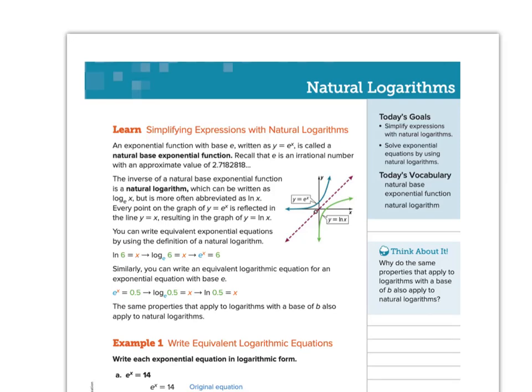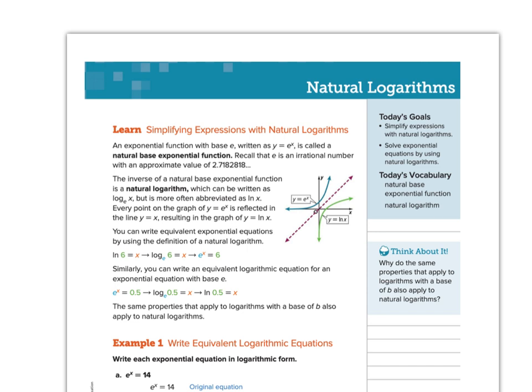All right, so in this lesson, we are going to focus on natural logarithms and the rules that apply to our common logarithms. We're going to simplify these expressions and solve exponential equations by using the natural logarithm. Things we need to understand: natural base, exponential function, and natural logarithm.